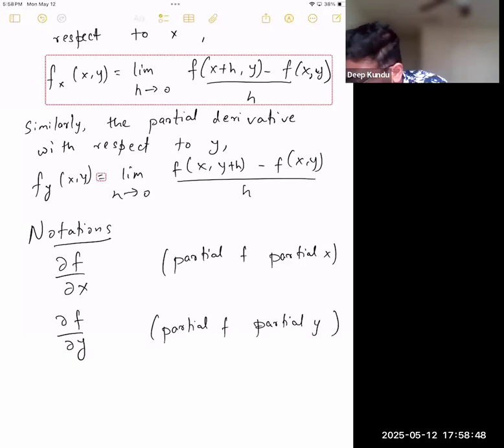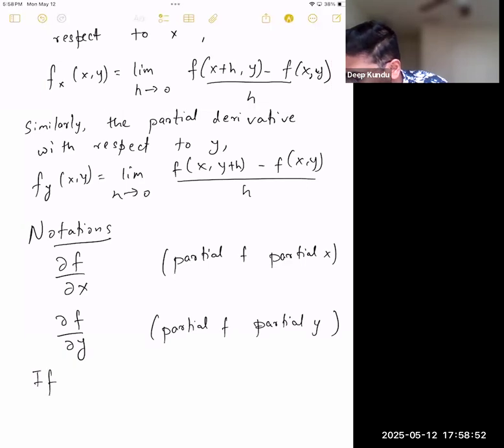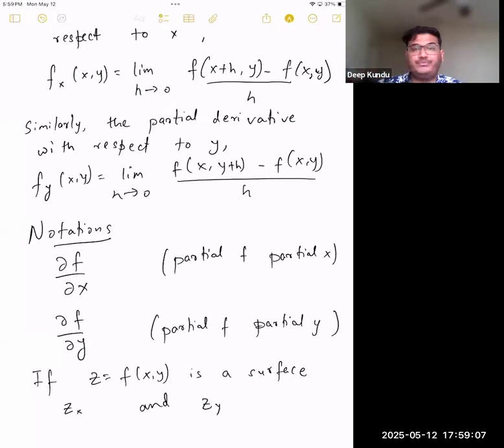And if you have the surface represented by the variable z, so if z equals f of xy is a surface, we can also write z sub x and z sub y. Okay? All right, now let's see what the partial derivatives actually represent.